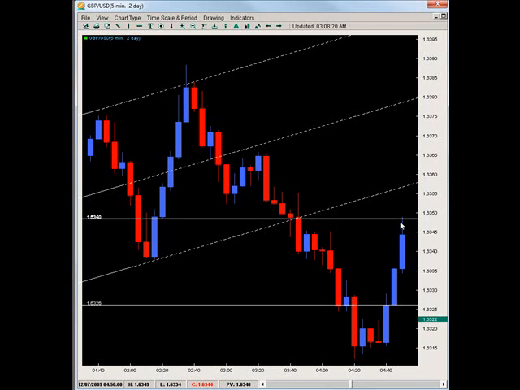So that is how you set targets with channels. This works on any time frame, from the 1 minute to the 5 minute to the half an hour to daily charts. This works on any single time frame. If there's an established price channel, this is how you trade it. This is how you set your targets. And that's how we trade it.